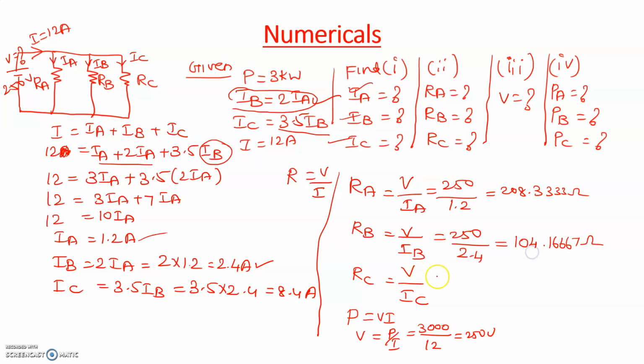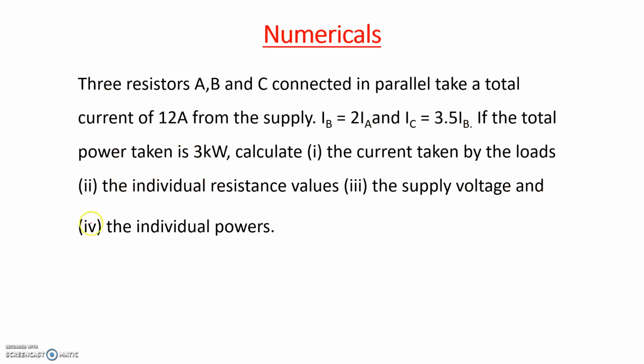104.1667 ohm. So RC will be 250 divided by 8.4 amperes, that is equal to 29.7619 ohms. We have found the resistance values, that is RA, RB, and RC, as well as the supply voltage. So next we need to find the individual power.